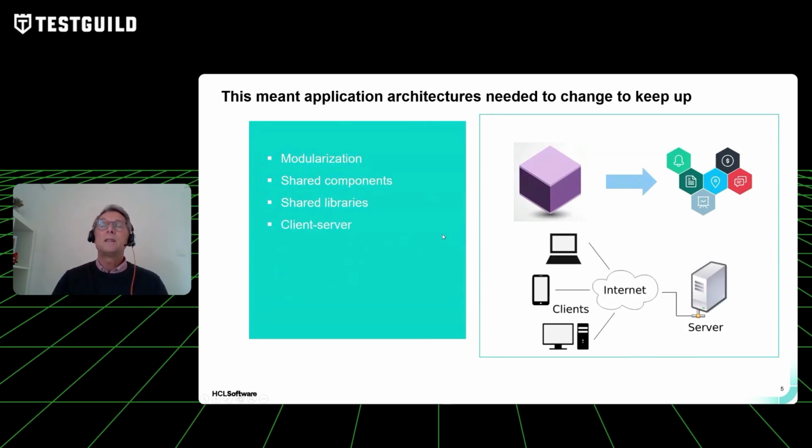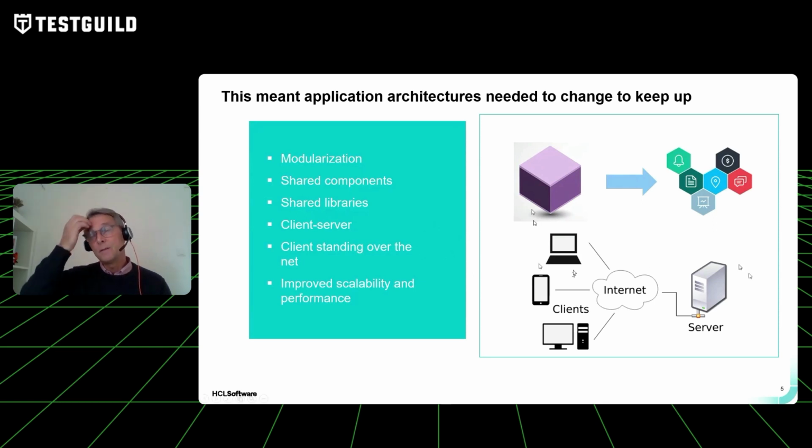And it was at that time that the client-server architecture started to exist. So instead of having a whole monolithic application, clients were standing over the internet behind terminals, and that deeply increased the performance and the scalability of the applications. Applications were able to react in parallel to different people and all that sort of thing.